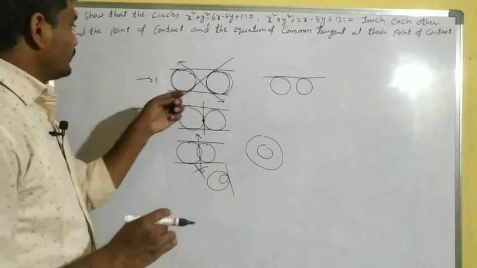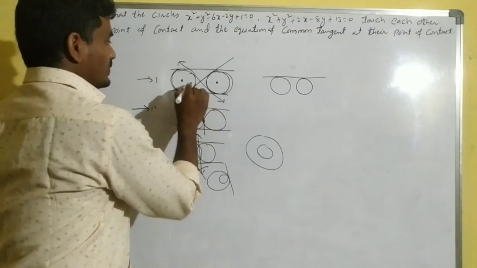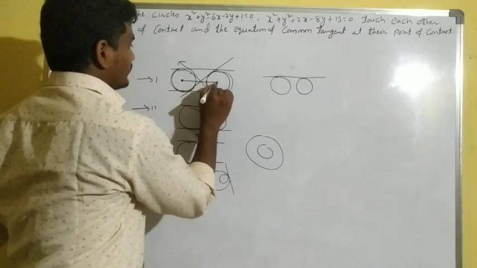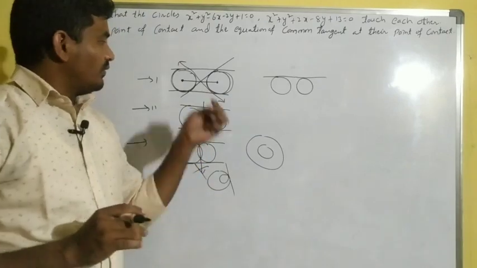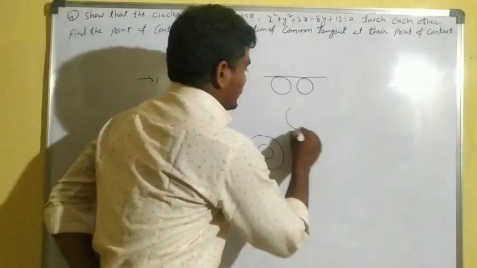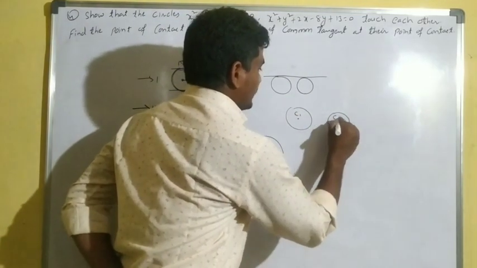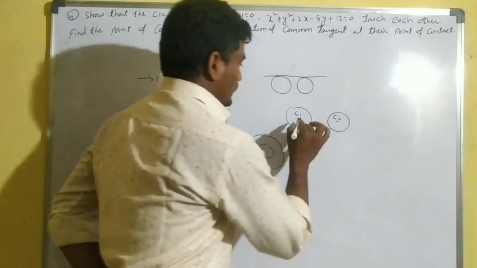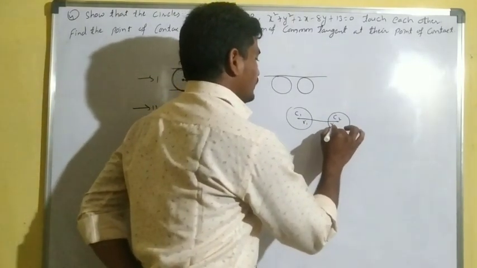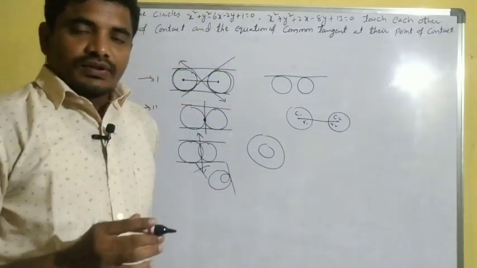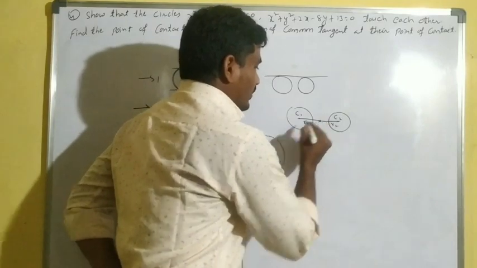And here also, if you take two circle centers and join them, this is C1 and this is C2. When you join them, you get a line segment, with radii R1 and R2. In what ratio this point divides the line segment, that point we call the point of contact.